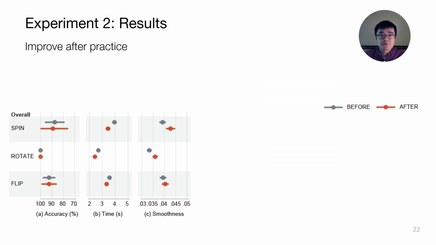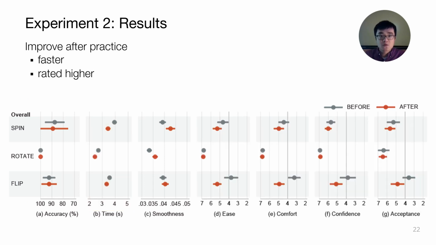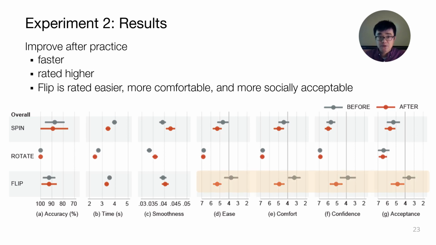Overall, gesture performance improved after practice. The figure shows that participants can do the gesture faster after practice. Participants also rated gestures higher with the subjective ratings. Especially for the flip gesture, it's rated easier, more comfortable, and more socially acceptable after practice.